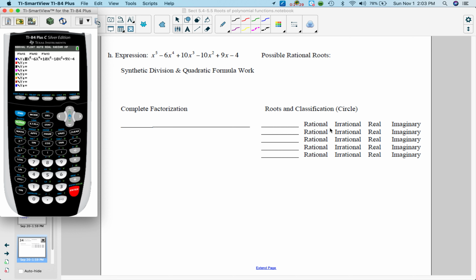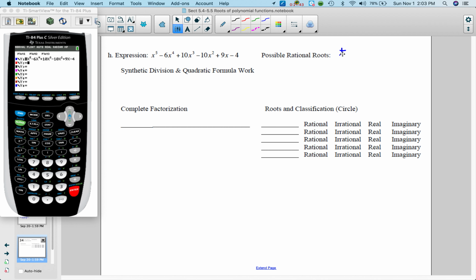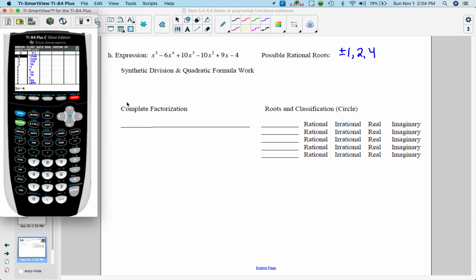So on this next one, and you might be wondering, why is she doing so many examples? Because there's just something slightly different about all of them. And if I don't do that, then when you're trying to do the problems, you would complain that I didn't do any like that. So possible rational roots on this, plus or minus 1, 2, and 4. Plug it into our calculator and see what we can do to get started.